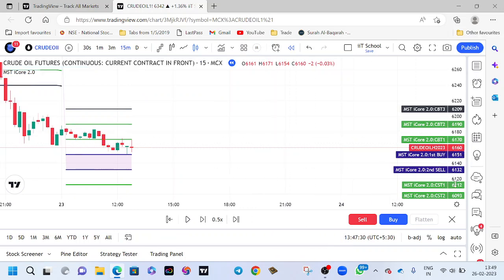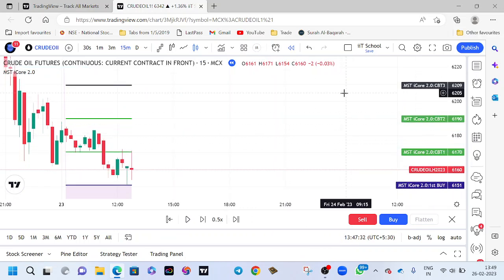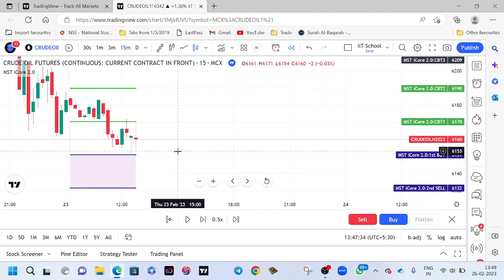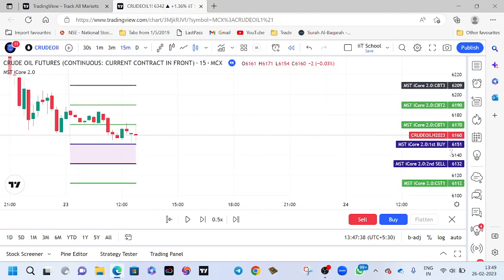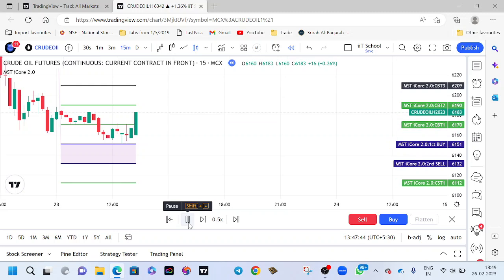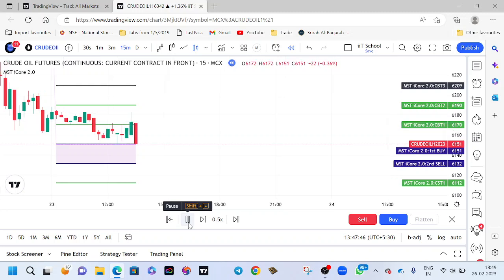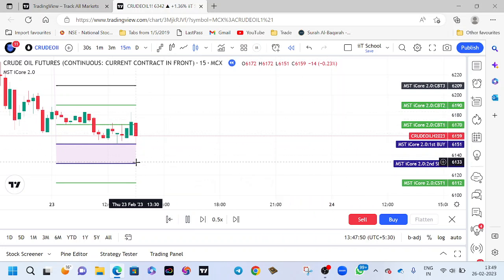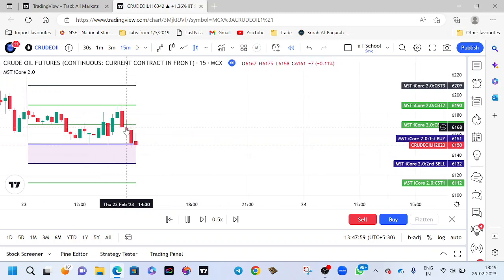Now I know the first target is 6170. So immediately in the next candle itself I have got the target. Then next one. Now I will revise my stop loss to cost, that is at 6151, and I will wait for the second target. See here, the low made again 6151. Once again I have got the entry. My revised stop loss would have been hit after the first target.